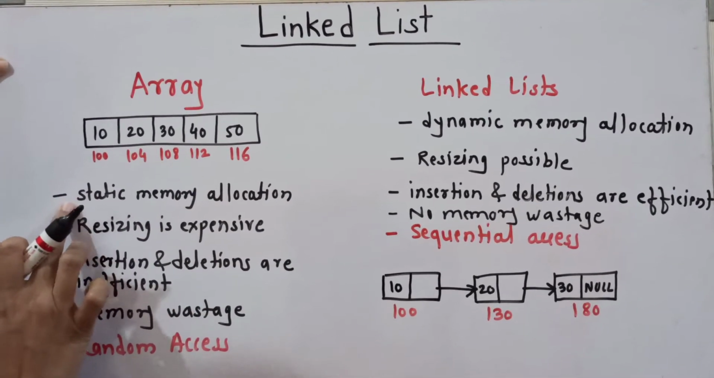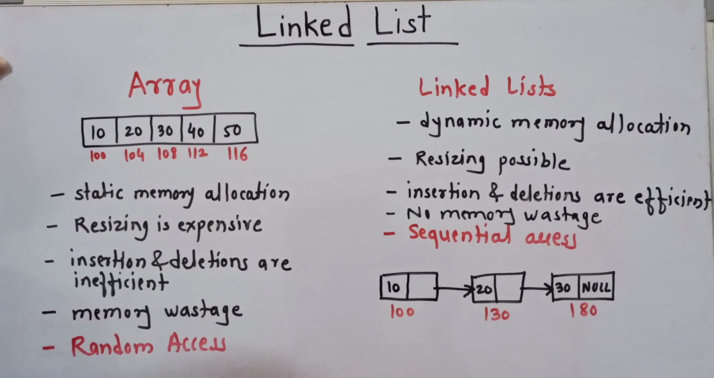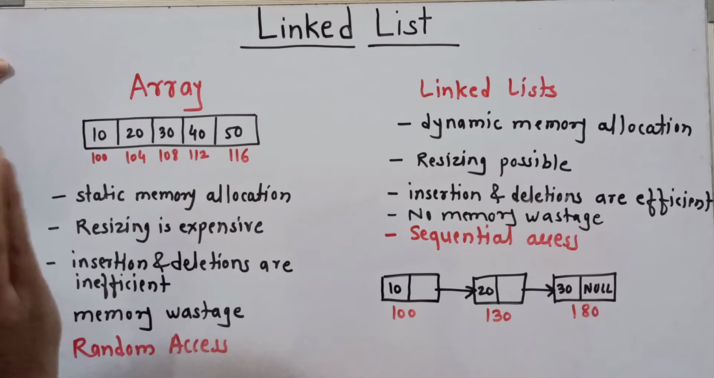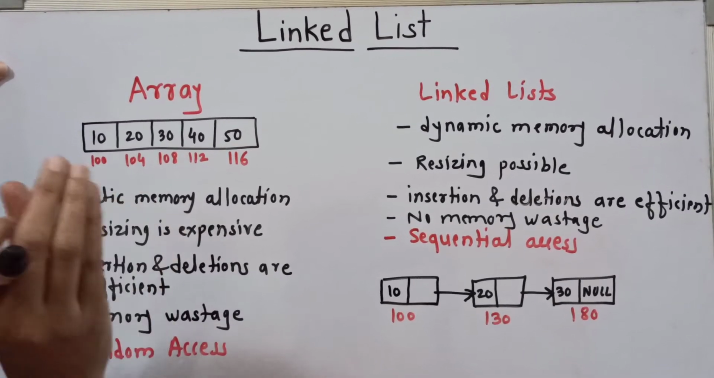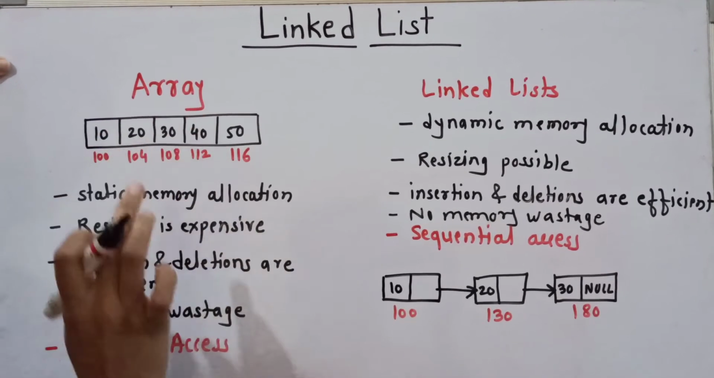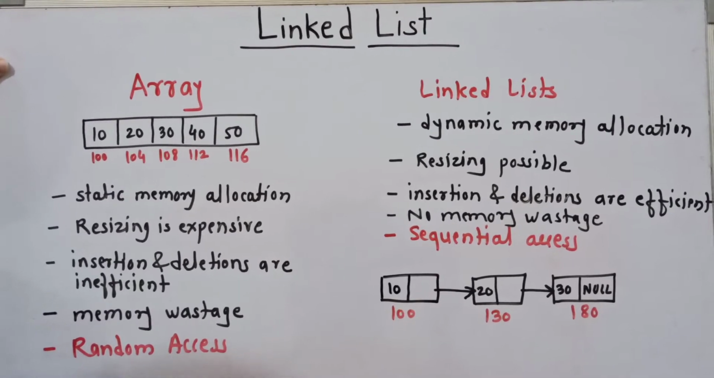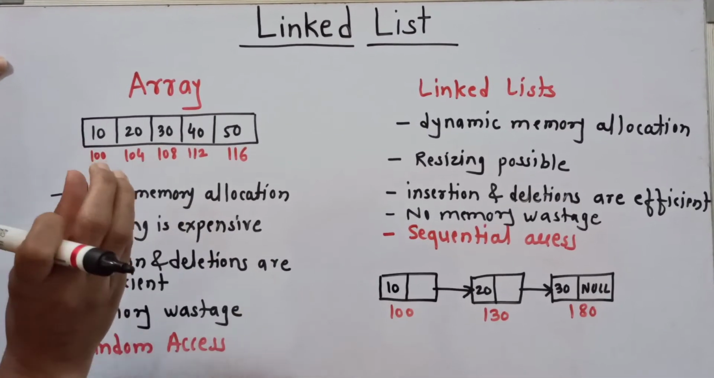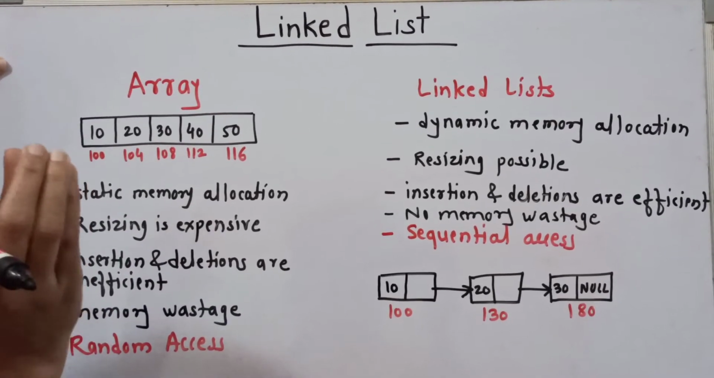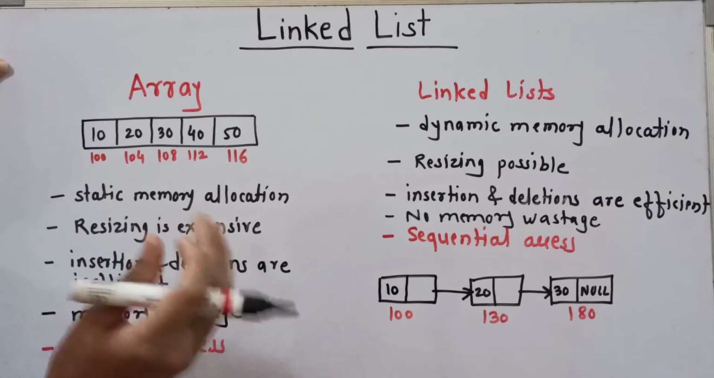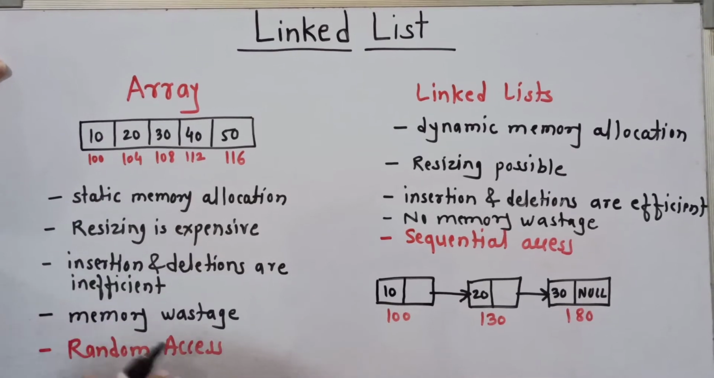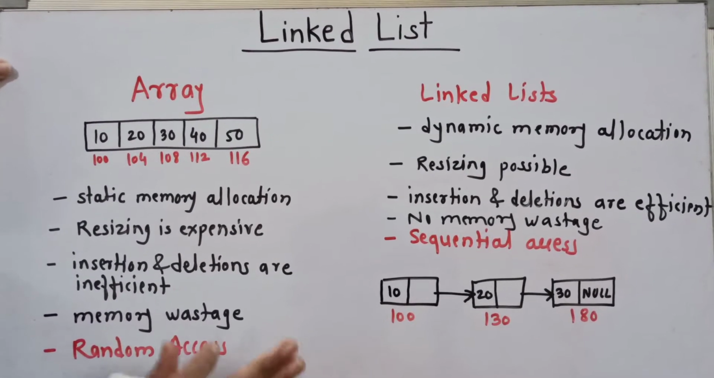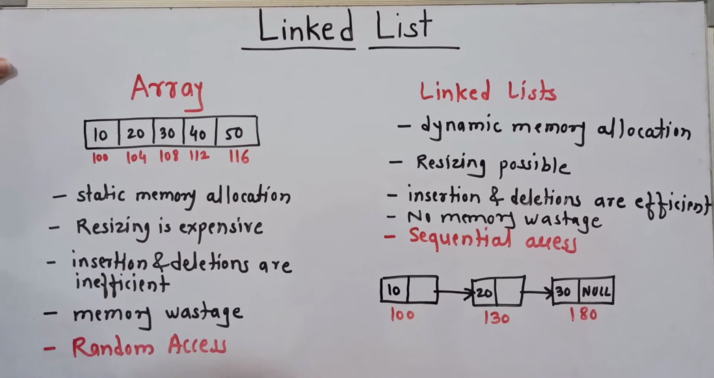But array is nothing but what? It is a static memory allocation. Means what? At compile time, we are going to allocate the memory for the array. So if I am allocating, like here, 5 elements, that means int a[5], in that array I can store only 5 elements. If I want to store a 6th element in that array, then it is not possible for us, because it is a static declaration.